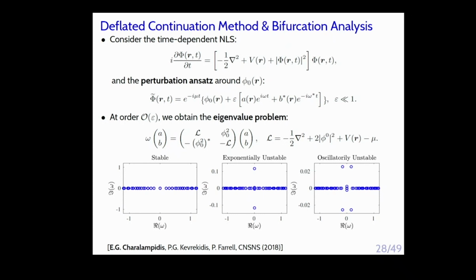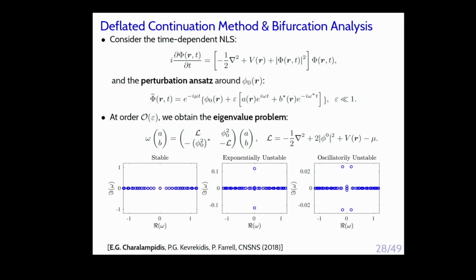Instabilities can come up in two flavors. One is if there are pairs of purely imaginary eigenvalues, or quartets. In this case, you have exponentially unstable solutions. They grow exponentially in time, far away from your equilibrium point, or they can perform oscillations with growing amplitude.